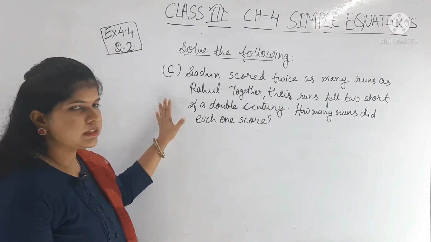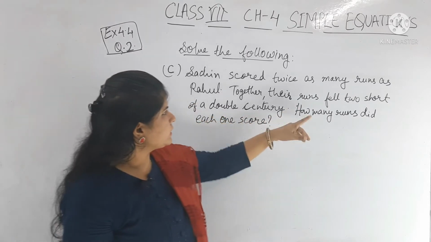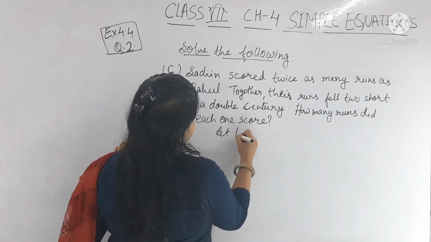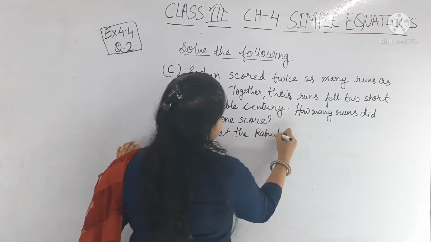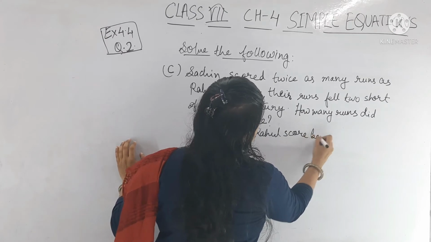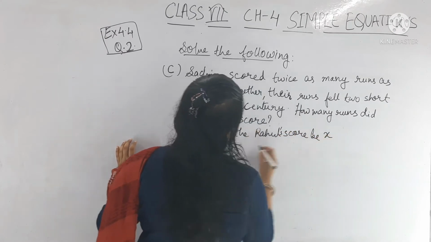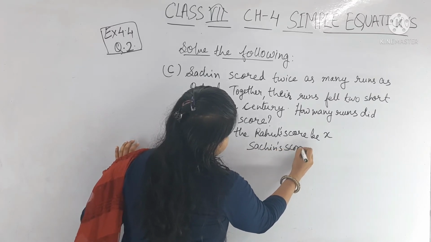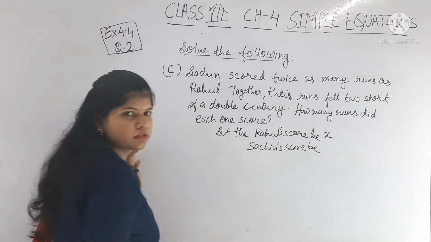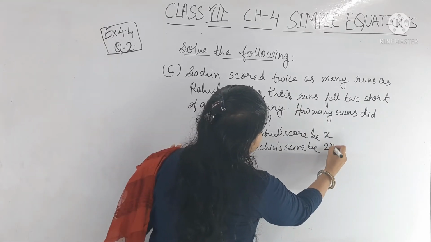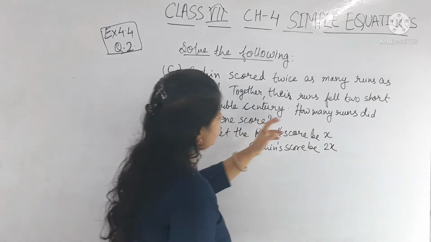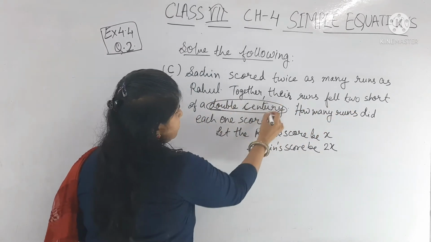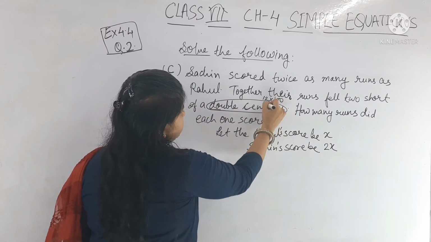Okay students, come to the C part here. Sachin scored twice as many runs as Rahul. So let Rahul's score be x. Here Sachin's score will be twice of Rahul's runs, 2x. Their runs fell too short of a double century. Double century means 200, double means 2 into 100.